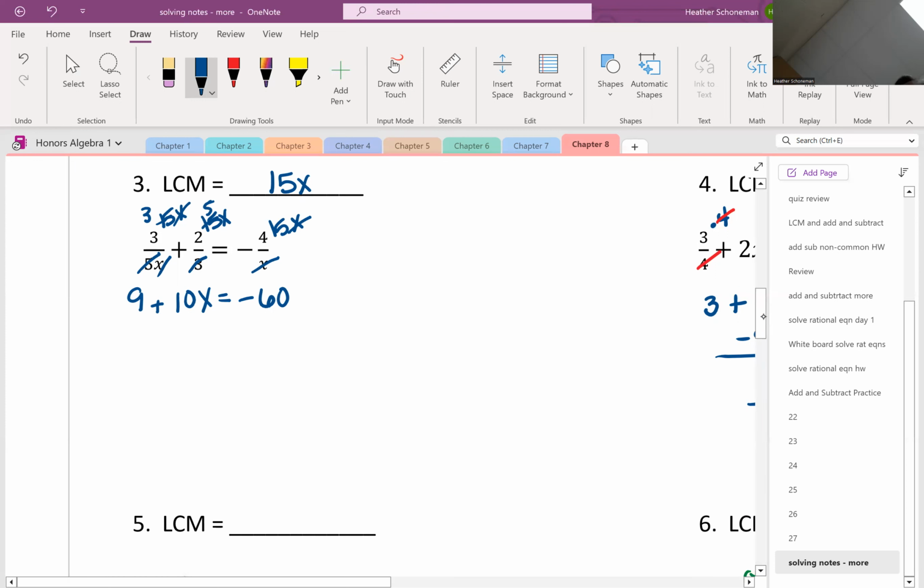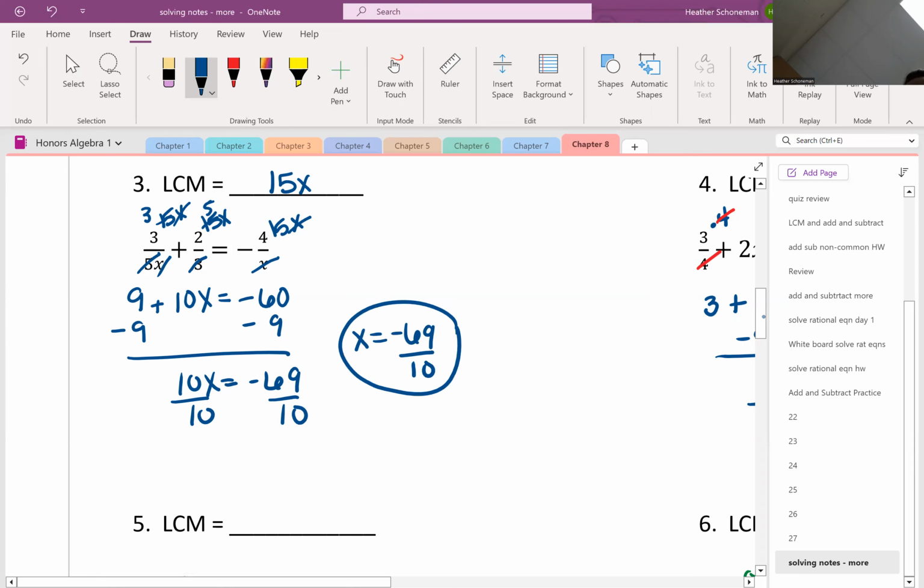Now I can solve. It doesn't have an x squared, so I know it's linear. So I'm going to put the x's on one side and the numbers on the other. And then I'm going to divide by 10. And we can leave it as an improper fraction, and that's the way it should be unless it is reduced.